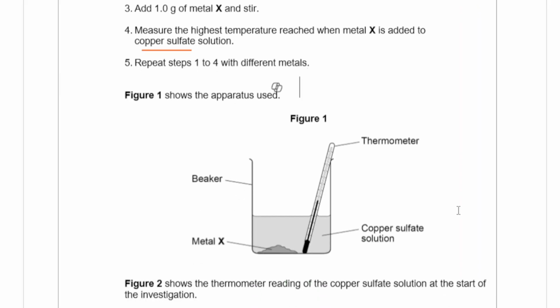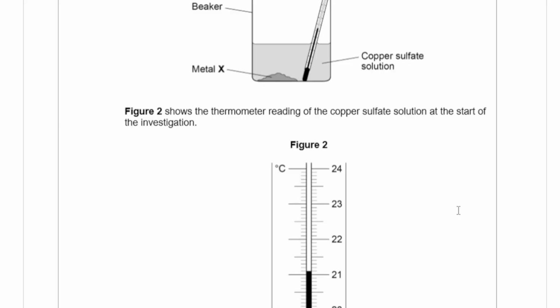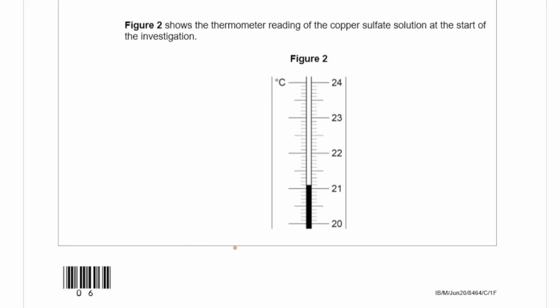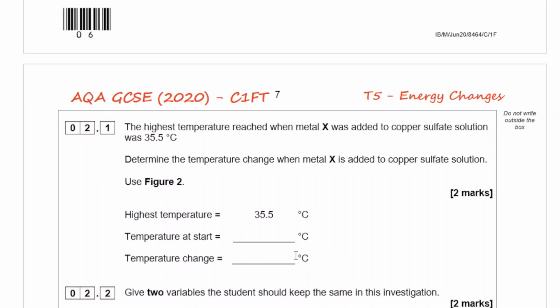You've got a thermometer, copper sulfate solution, metal X in a beaker. Figure shows the thermometer reading of the copper sulfate solution at the start of the investigation. Now there is 21 to 22, there's 10 divisions. So each division is 0.1. So this is actually 21.1 degrees Celsius. The highest temperature reached when metal X was added to copper sulfate solution was 35.5. Use figure 2. Highest temperature is 35.5. Temperature at the start is 21.1.